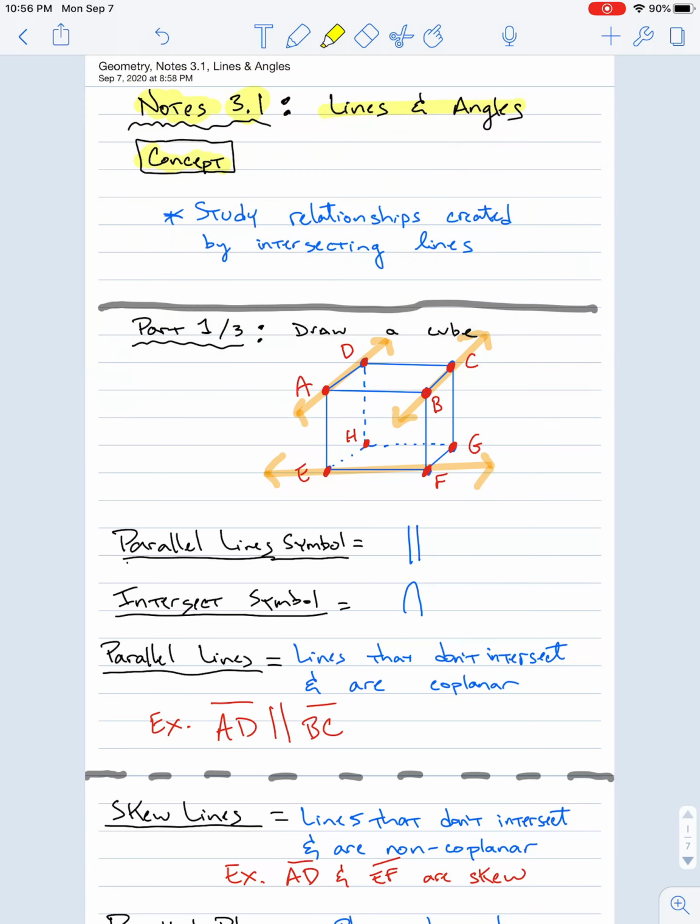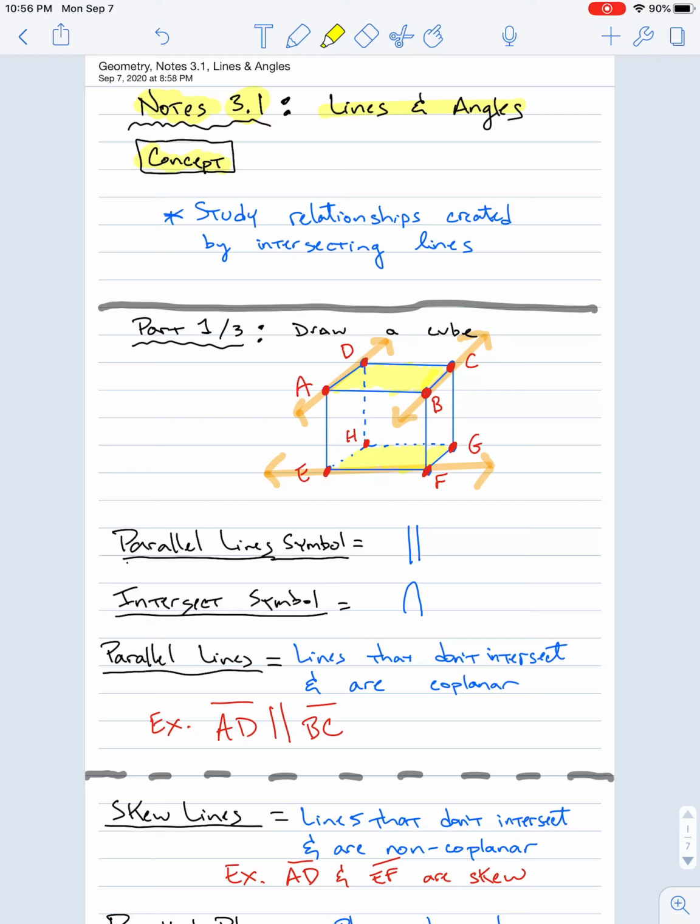And we're going to color in a couple of planes. Let's take a look at the plane on the top, A, B, C, D. I'm talking about the plane on the top of the cube. Let's identify that plane, and then the one on the bottom, E, F, G, H. Okay, so there is our cube.